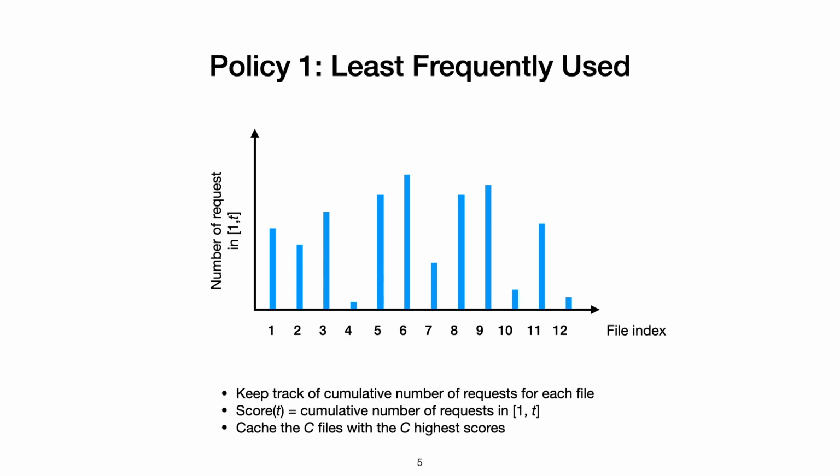I will now present two popular caching policies. The first is least frequently used, also called LFU. To implement LFU, we need to keep track of the cumulative number of requests for each file and the set of files currently in the cache. Under LFU, the score of each file is the cumulative number of requests for that file thus far. In each slot, the cache is populated with the C files having the C highest scores. For example, if C equals 3, LFU will cache files 6, 8, and 9. Note that LFU is a deterministic caching policy.